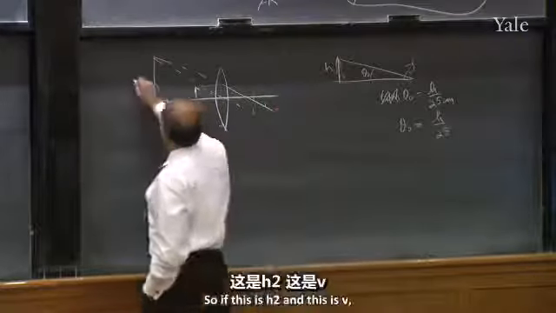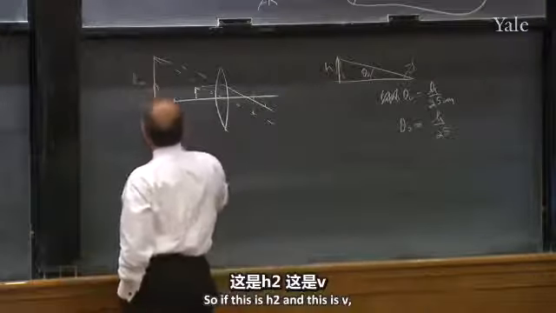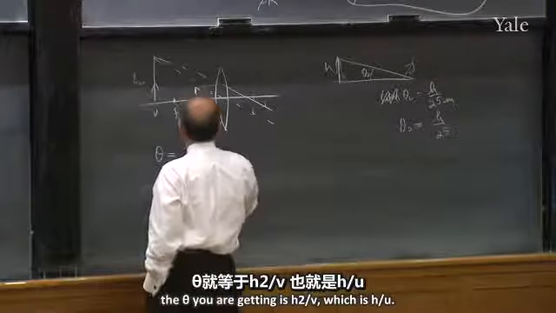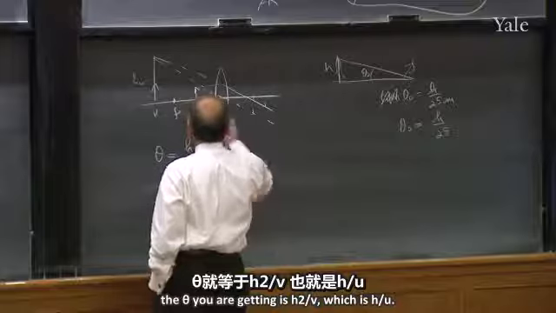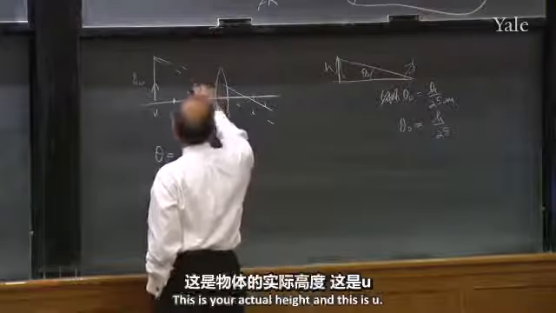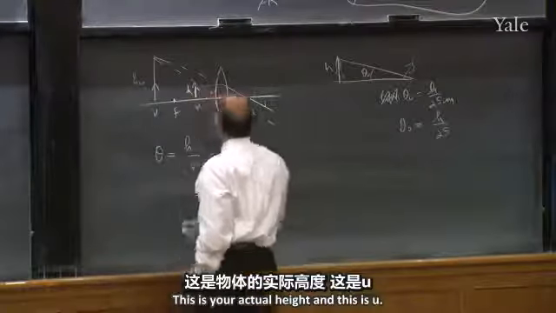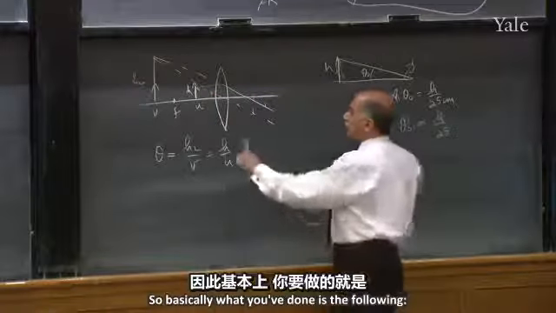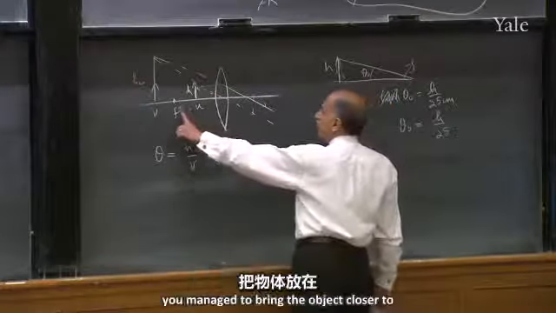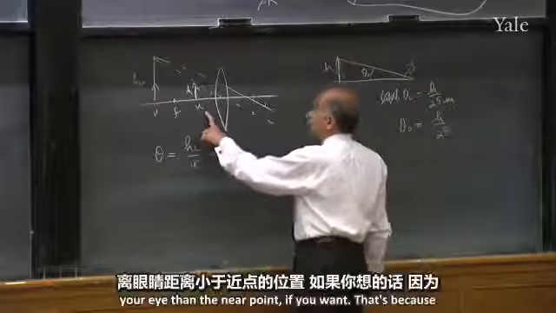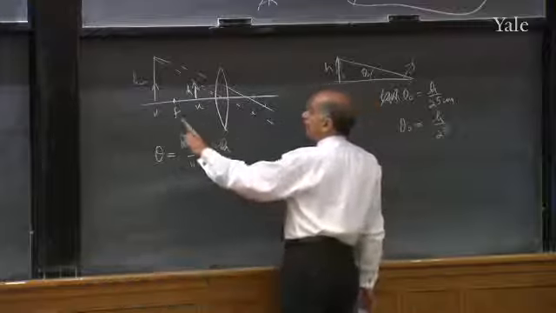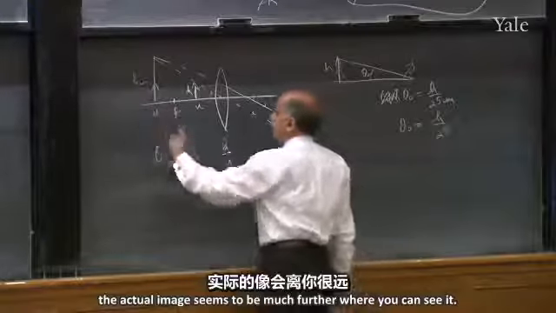So if this is h2 and this is v, the theta you're getting is h2 over v, which is h over u. This is your actual height, and this is u. So basically what you've done is the following. You managed to bring the object closer to your eye than the near point, if you want. That's because the actual image seems to be much further where you can see it.